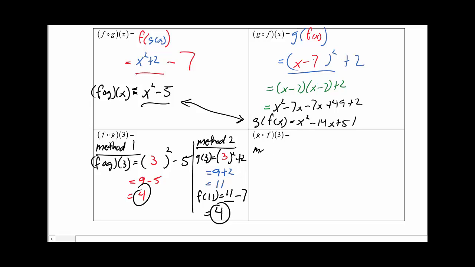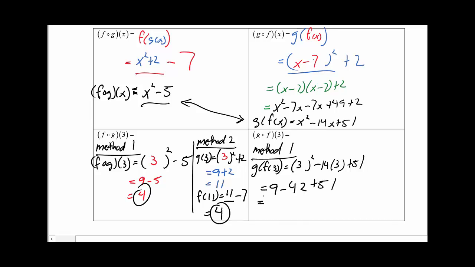So starting with method one, we have this nice lovely equation. So g of f of 3. So something squared minus 14 times something plus 51. So I can put the 3 in there, which is 9 minus 42 plus 51. And then I can calculate that all out. Let's see. 18 is what I get.